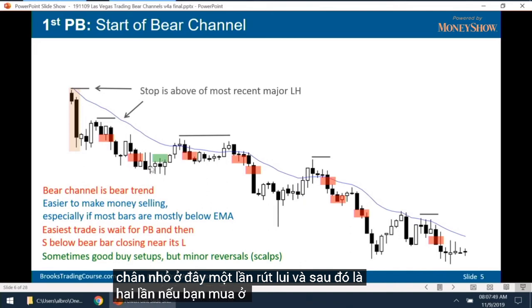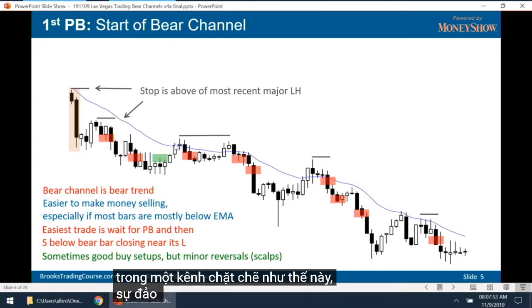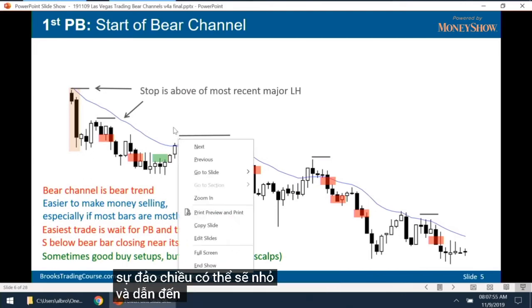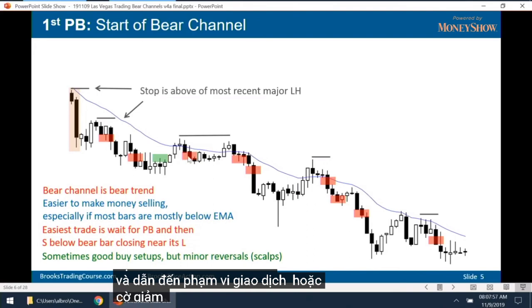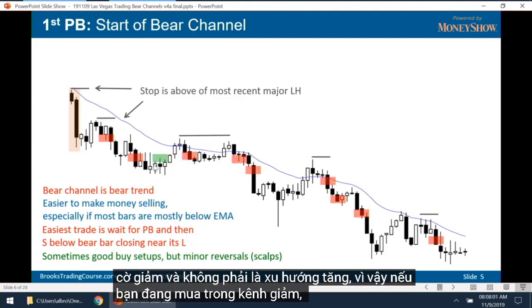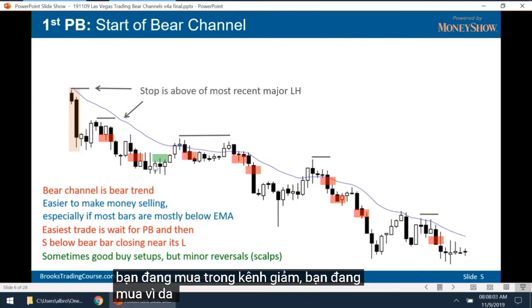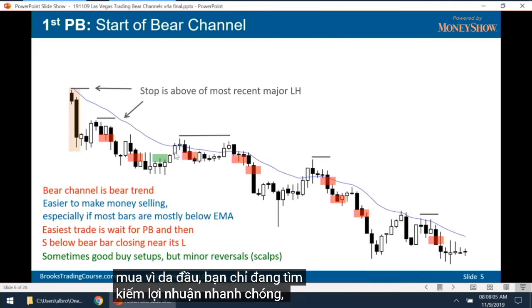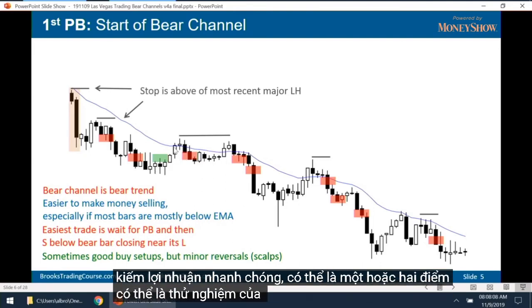And if you're buying in a bear channel, and the channel is tight like this, the reversal is probably going to be minor and lead to either a trading range or a bear flag and not a bull trend. So if you're buying in a bear channel, you're buying for a scalp. You're just looking for a quick profit, maybe a point or two, maybe a test of the moving average.